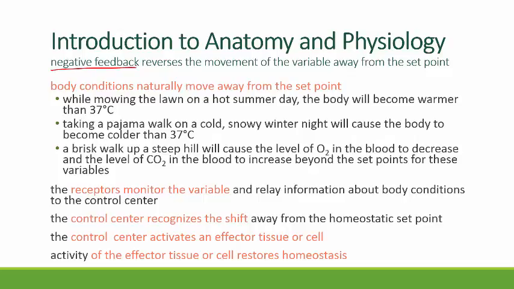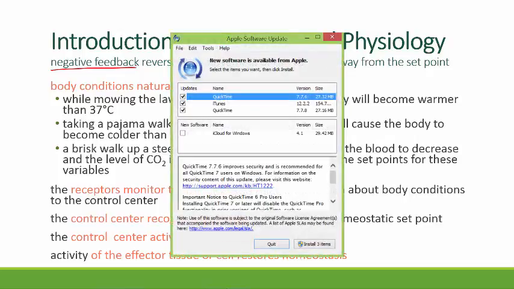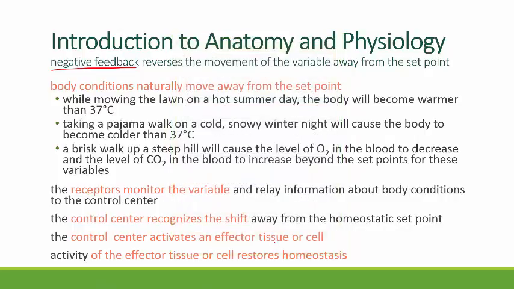So what we know is that body conditions naturally move away from the set point that is established by the control center. For instance, it's a hot summer day, we're out mowing the lawn. Well, our body is going to get warmer than 98.6 Fahrenheit, or 37 degrees Celsius. Sorry about that. 98.6 in Fahrenheit equals 37 degrees Celsius. So if we're out mowing on a hot day, we're going to get warmer than 98.6. We're going to get away from homeostasis.